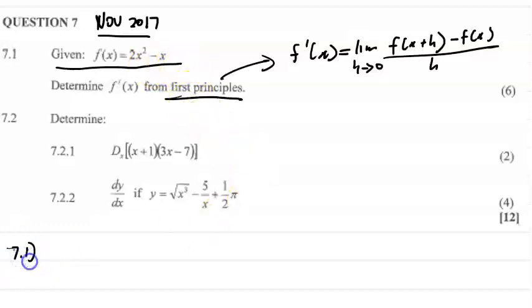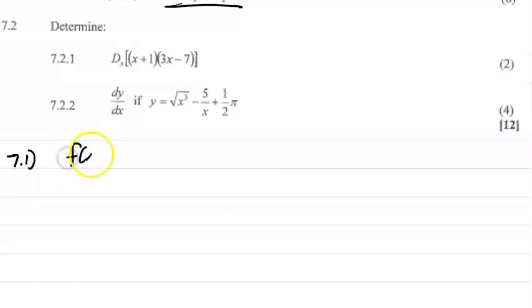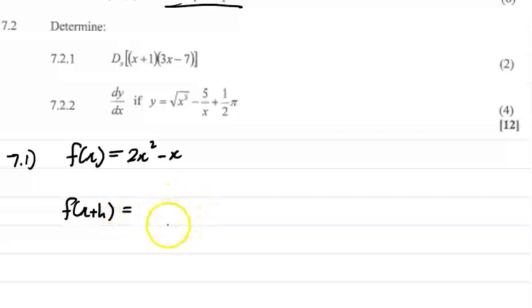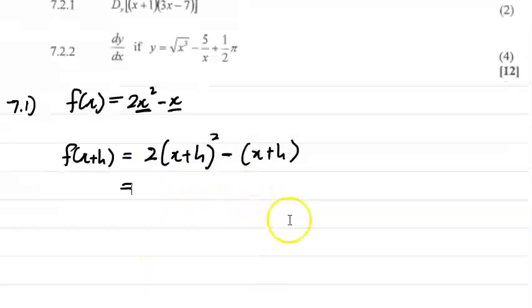So 7.1. Here we're going to be looking at f of x. The first step is to write down our function. f of x equals 2x squared minus x. Step 1. Now let's substitute f of x plus h wherever we've got x. So where you have x, you're going to put x plus h. So 2 into x plus h, don't forget all squared, minus x plus h. So what have I done? Wherever I had x, I put in x plus h.